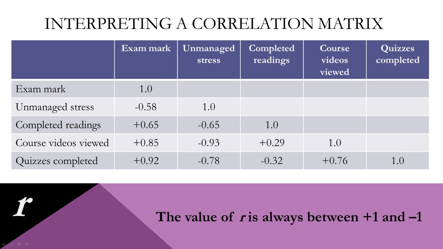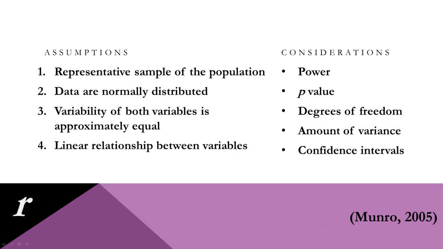To generalize conclusions from these correlations, researchers need to assume a number of things. Various measures exist to test these assumptions. To interpret the meaning of correlations, researchers also consider a number of other measures before drawing conclusions.